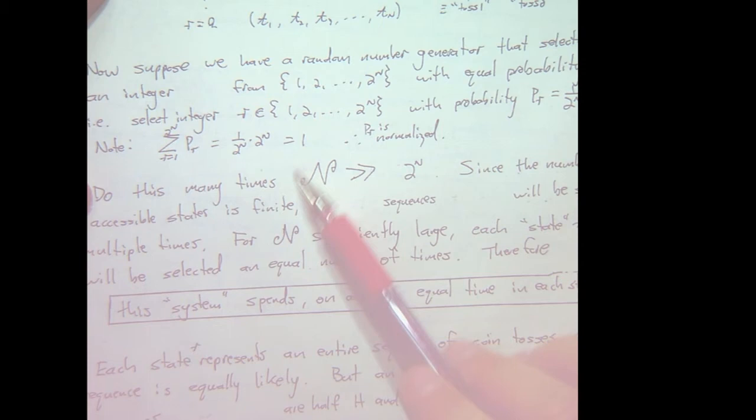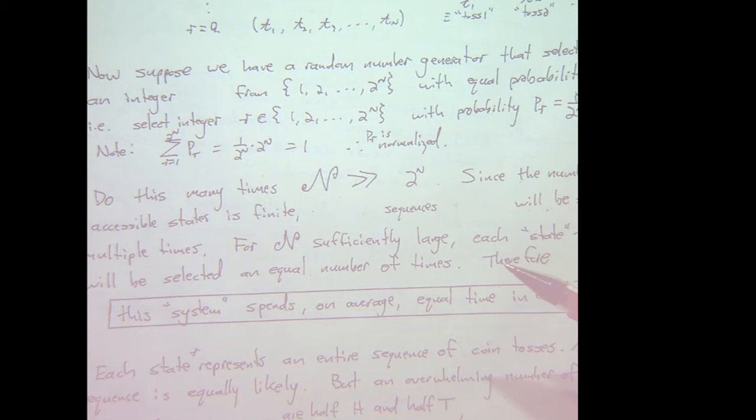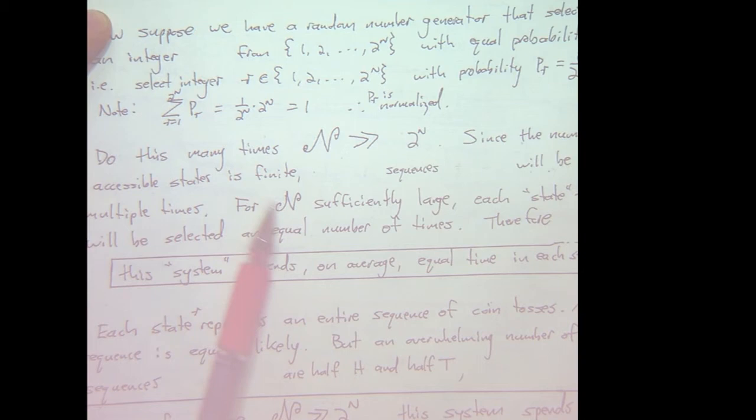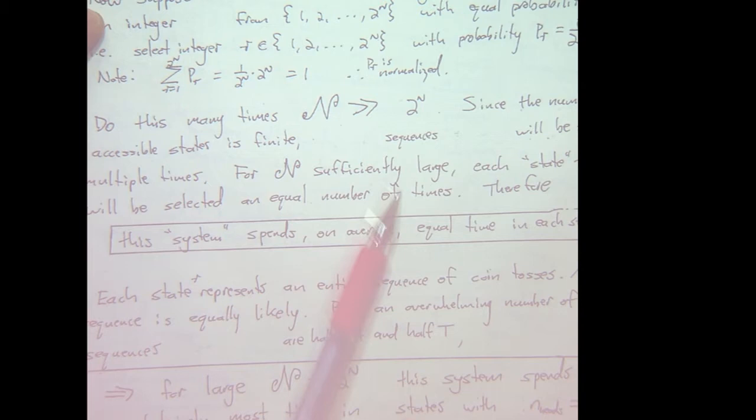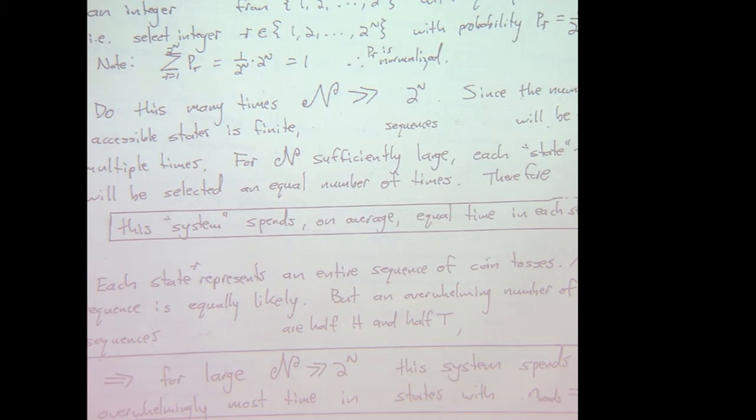Do this many times, this curly n, and make sure that this number of times is much, much bigger than the number of states in here, so that averages and statistics make sense. Since the number of accessible states is finite, the sequences will be selected multiple times, and for this curly n sufficiently large, each state R will be selected an equal number of times. Therefore, you could say that this system, on average, spends an equal amount of time in each state.